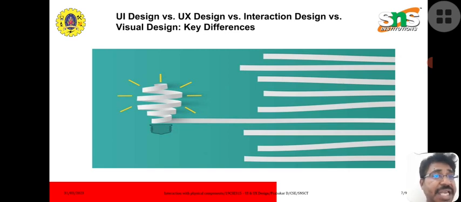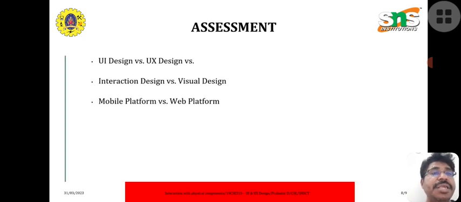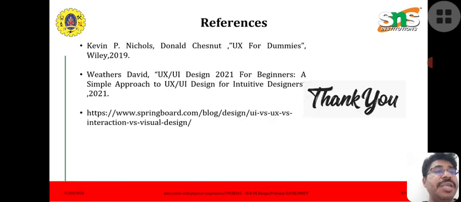The last thing in this presentation: what is UI design and UX design, what is interaction design and visual design, and what are the key differences. UI design is the user interface, so based on the product we can provide the experience, and UX is how we utilize the product and create the design. In interaction design and visual design, there is interaction with the user, and visually we provide various components. This is the assessment, so you can take it as an assignment for your experimentation. Okay, thank you so much.